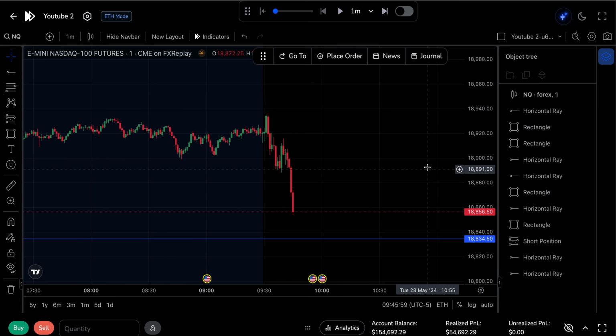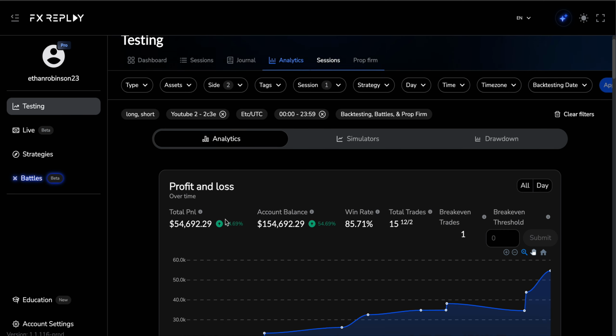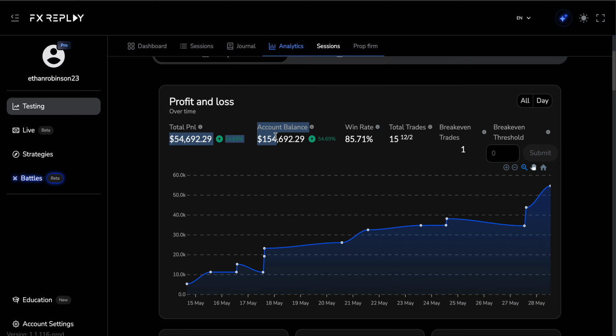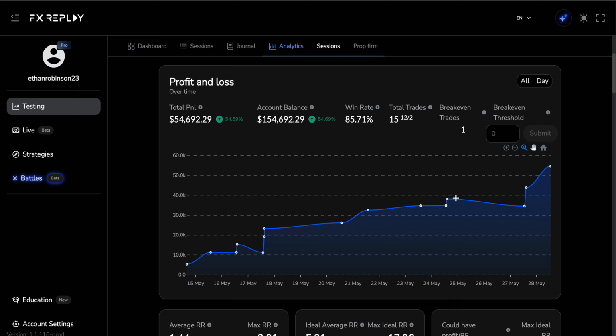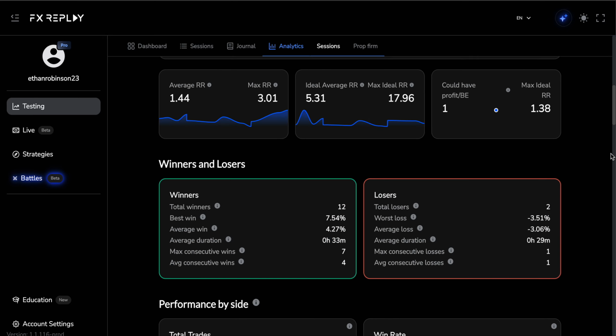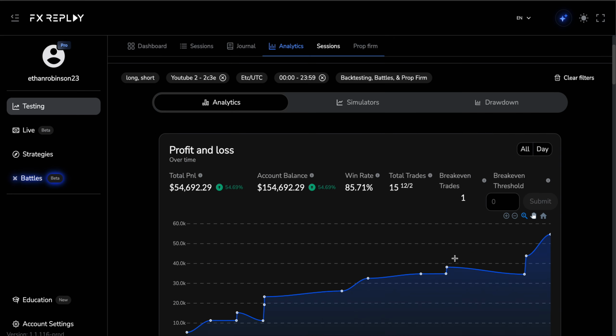That is going to be it for this session. Let's see the analytics. Damn. 55K profit and loss. 86% win rate. 1 break even. Average RR 1.44. Max RR 3.01. That looks very nice. 12 winners, 2 losers. You just love to see it. Absolutely love to see it.